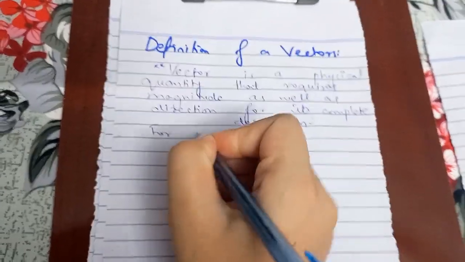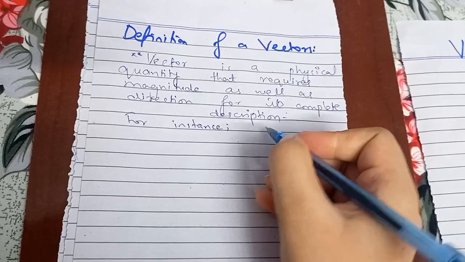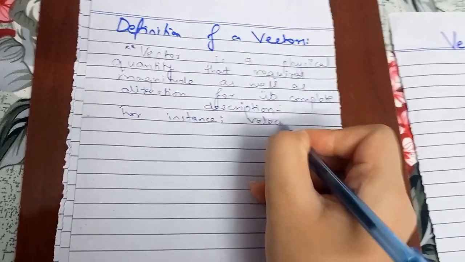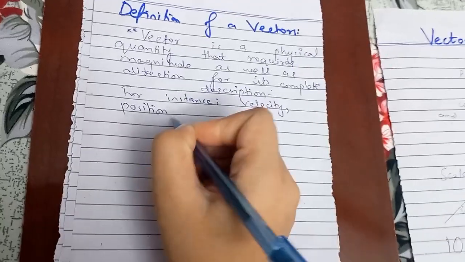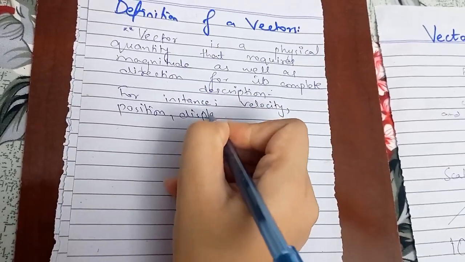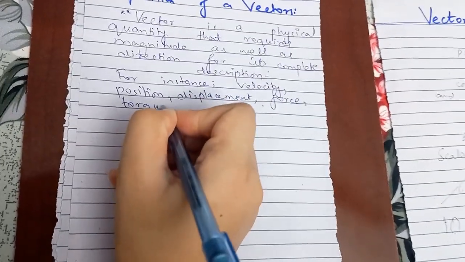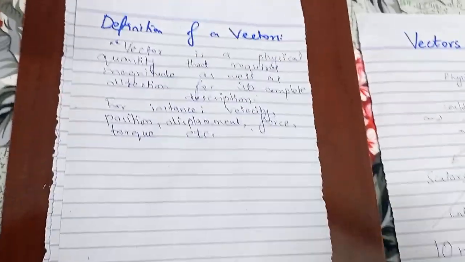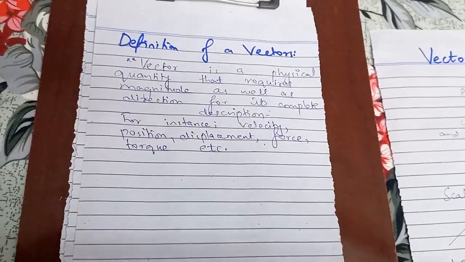For instance, for example, for instance means for example, velocity, position, displacement, force, torque, etc. These are all physical quantities and vectors. They are all vectors.